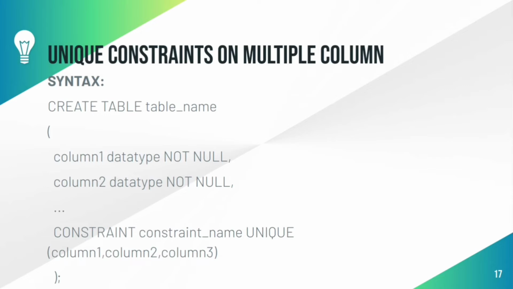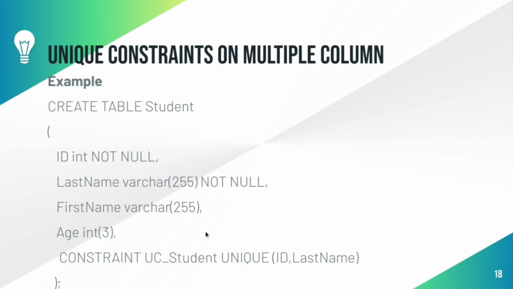Next, unique constraint on multiple columns. How can we apply a unique constraint on multiple columns? CREATE TABLE name, column 1 data type NOT NULL, column 2 data type NOT NULL, and CONSTRAINT name UNIQUE column 1, column 2, column 3, like this. In the constraint name you can enter whatever you want, this is user defined. Next example: create table student, ID int NOT NULL, last name varchar NOT NULL, first name varchar, age int, CONSTRAINT UC_student, this is user defined. We can enter whatever we want.